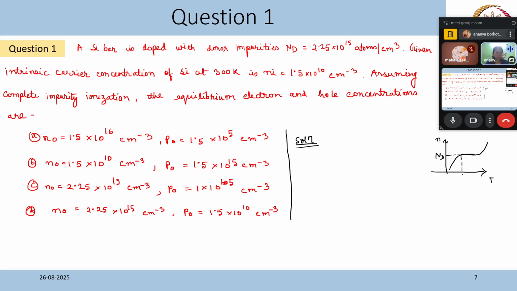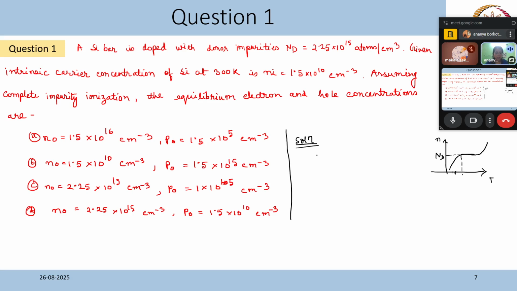If there is no complete ionization, then remember, we cannot say that N is equal to Nd. If our temperature range is, say, here, then we have to consider how many donor atoms are getting ionized and do the exact calculation. But since it is given as complete ionization, in most of our calculations we consider this, because around room temperature, at 300 Kelvin, for most doping concentrations of silicon we get complete ionization. In that case, our life is simple, calculations are easy.